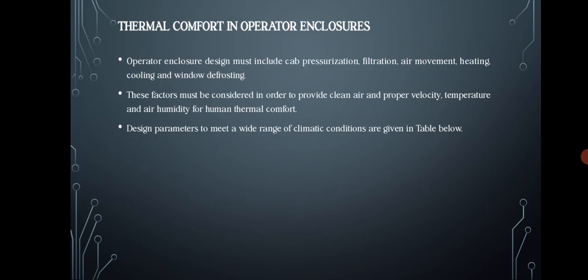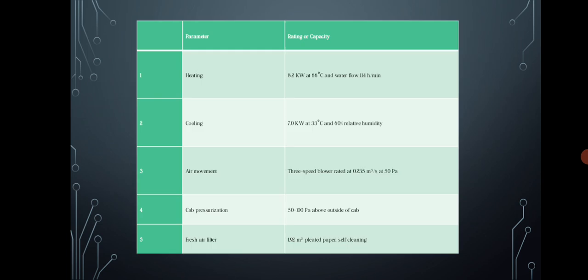Thermal comfort in operator enclosures. Operator enclosure design must include cab pressurization, filtration, air movement, heating, cooling and window defrosting. These factors must be considered in order to provide clean air at proper velocity, temperature and humidity for human thermal comfort. Design parameters to meet a wide range of climatic conditions are given in the table below. The parameters and the capacity are given in this table.